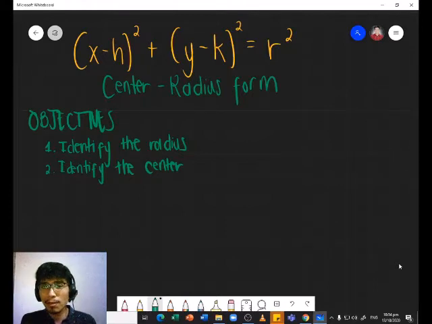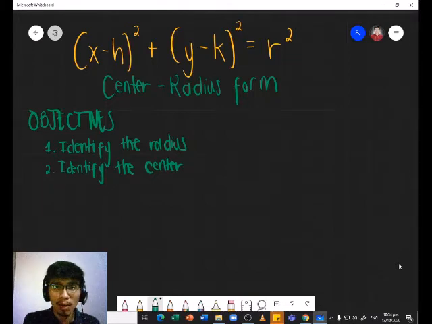In this video, we are going to talk about understanding more of the center radius form of a circle. Our objective in this video is to identify the radius and the center of our circle by mere inspection. By looking at the equation, easily we can identify what is the radius of the circle, and at the same time what is the center of the circle.